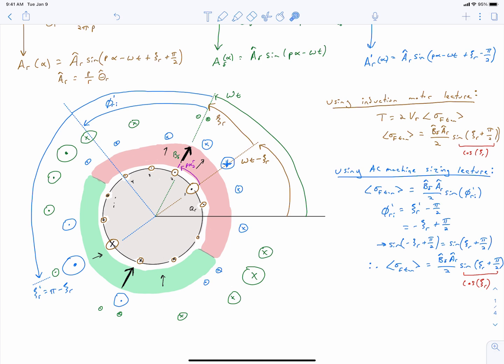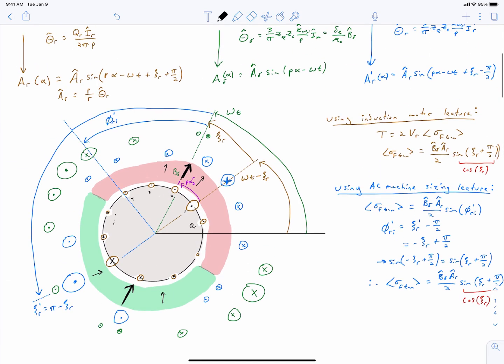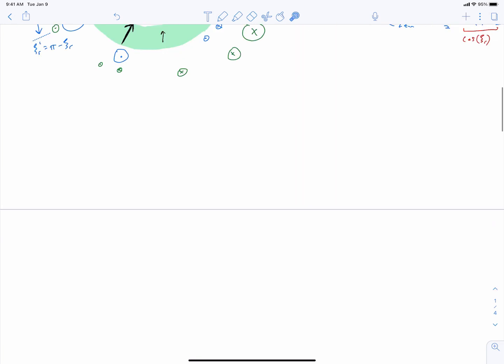And to get to a point where we can talk about sizing the induction motor, we need to take a step further and acknowledge that in reality, there's actually only one linear current density in the stator, and it's the combination of our magnetizing linear current density and the current density that's reacting to the rotor.